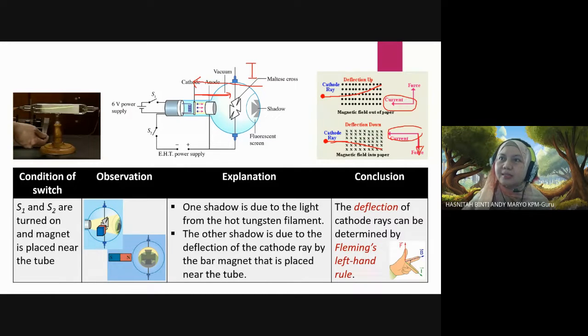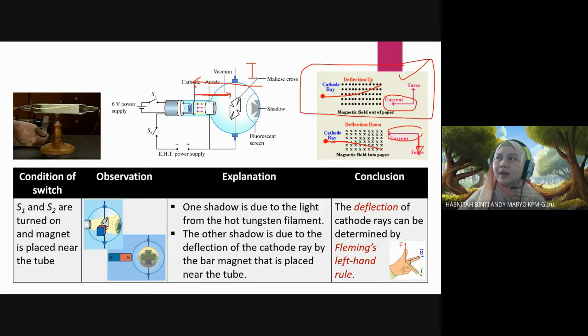This is an example shown by this man. He brings a magnet with a north polarity towards the tube. So you can see that the cathode ray is shifted upwards. It is deflected in the upward direction, following his procedure. This one, out, means N brought closer. This one, into the paper, means south brought closer to the tube. Any question on this?